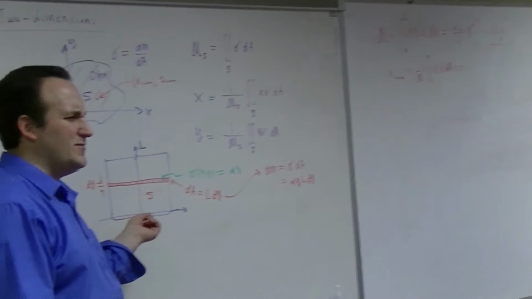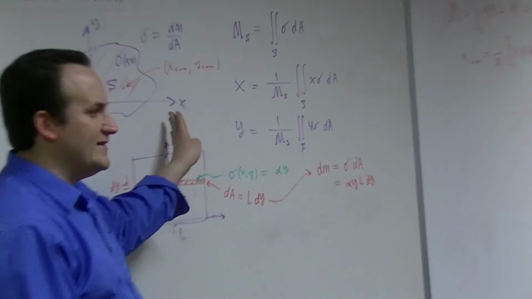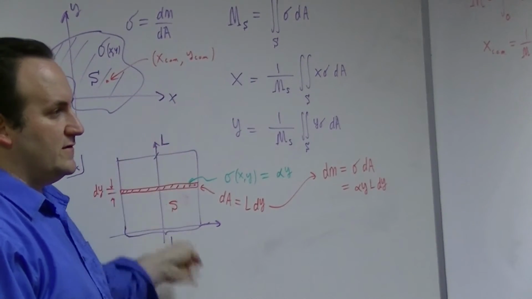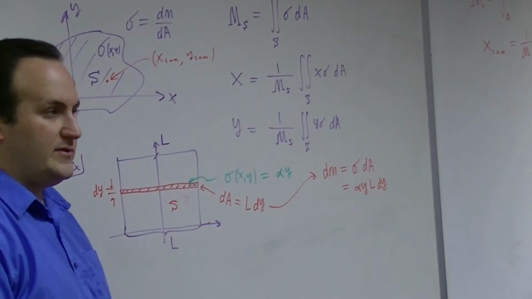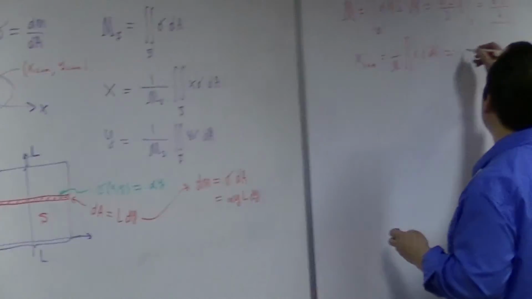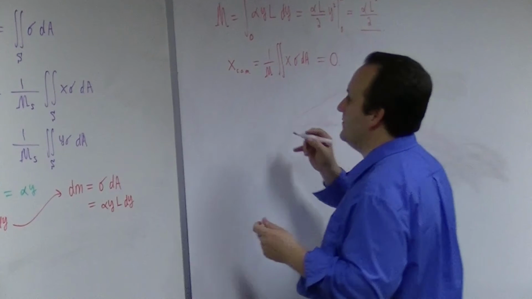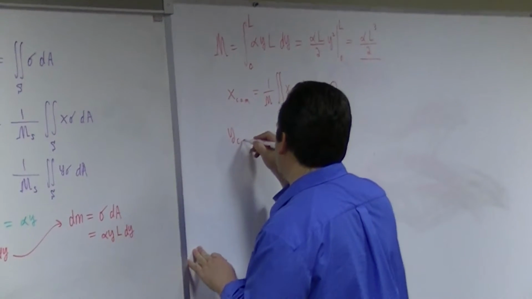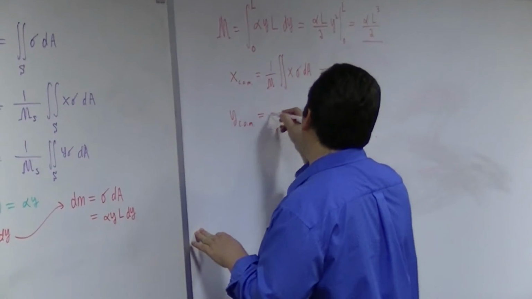I mean, more to the point, it's clear by symmetry that the center of mass is on the y-axis. So this integration must be 0. We don't need to do it. But if it was not, how would we do it? We'll do that with the y in a second. Yeah, we'll do one with the y. So y center of mass, 1 over m.